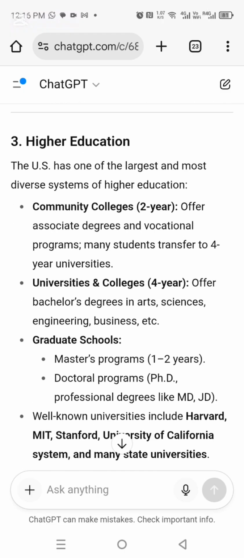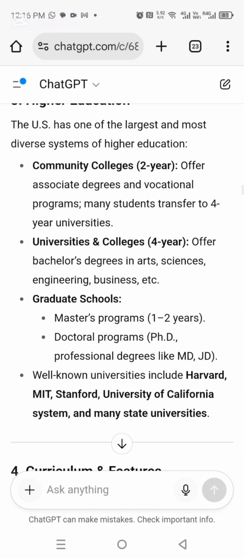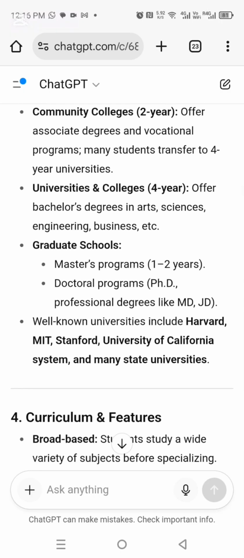It offers associate degrees and vocational programs. Many students transfer to 4-year universities. So universities and colleges is 4 year, offer bachelor's degrees in arts, science, engineering, or business. Then there's the graduate schools, master's, doctoral programs.